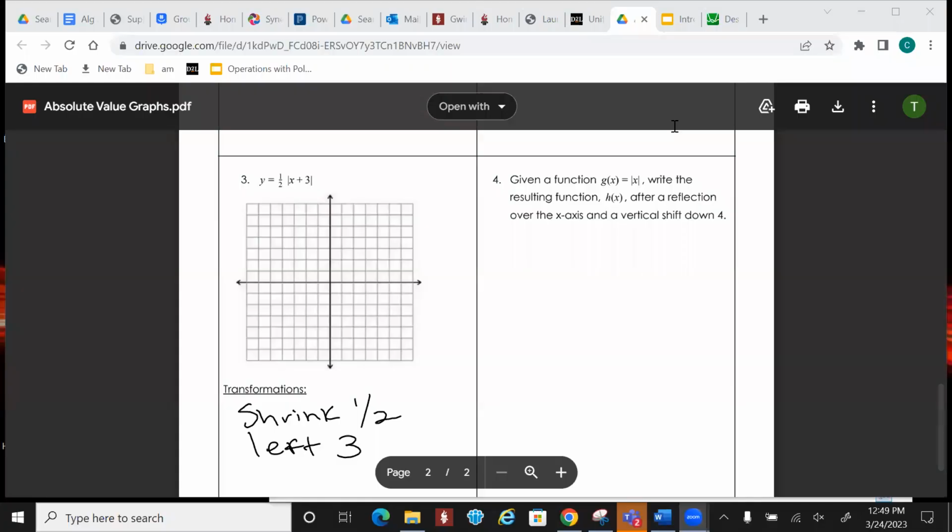You're going to see this one probably often. So given a function, absolute value of x. Okay, so we're going to write absolute value of x. After a reflection over the x-axis, well, that's going to be a negative out front and a vertical shift down. That's going to be -4. We just created an equation, right? Okay, you should be able, if I give you a transformation, to write the equation. And that's the case with any function that I give you, because we've talked about this over and over and over again.